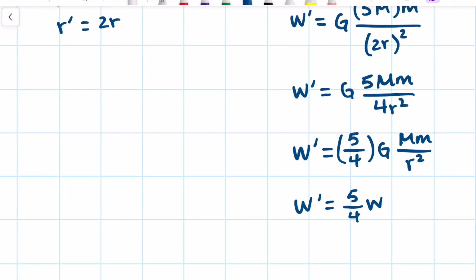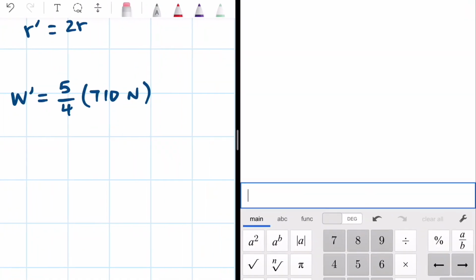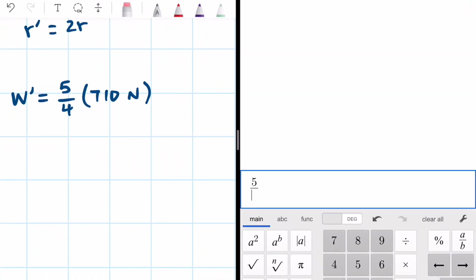I'm going to work on the left side now. The new weight is 5/4 times 710 newtons. Let's get decimals going. So weight prime is 887.5 newtons. That's it.